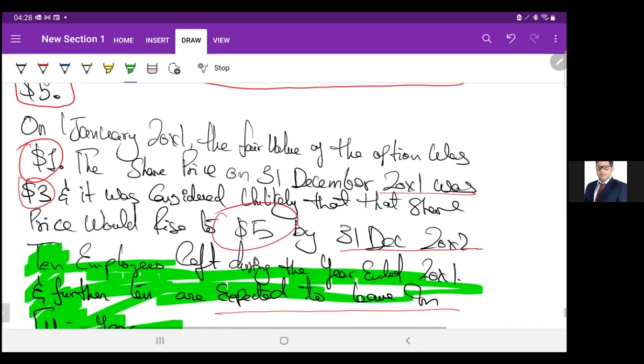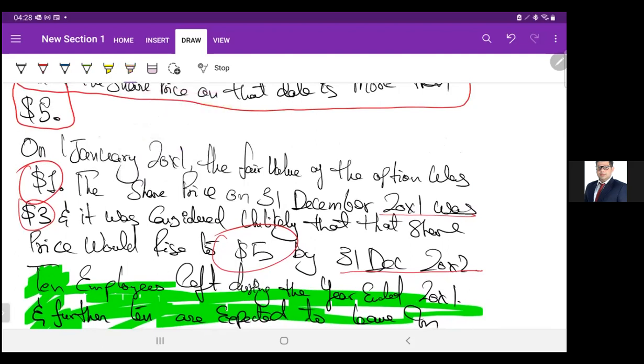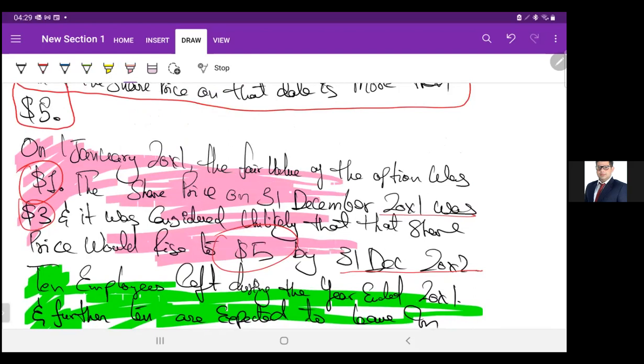Whereas the other part, which I'm highlighting with pink, I already told you is a market-based condition and it's volatile. It cannot be considered. Although it is unlikely that the share price target will be hit, number one, it is volatile, as I said, and number two, it is already factored into the fair value of the options at the grant date. So you need to ignore this condition.